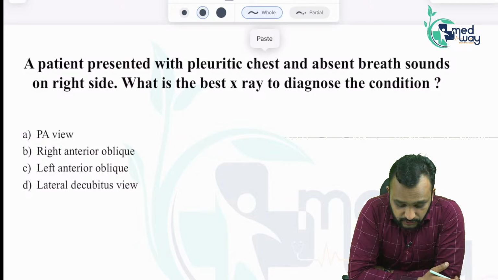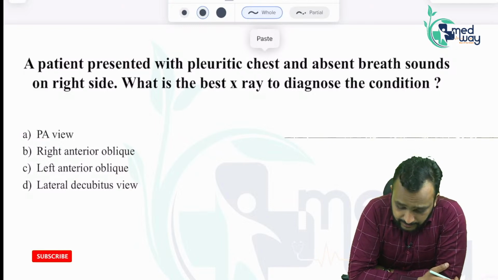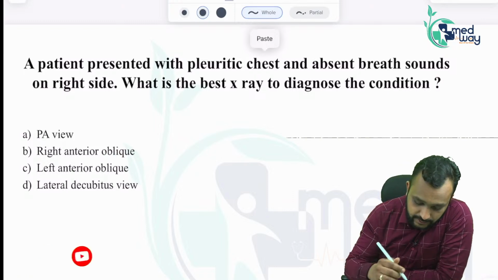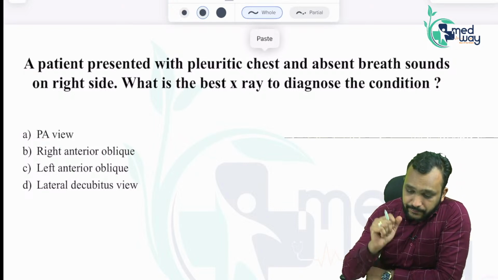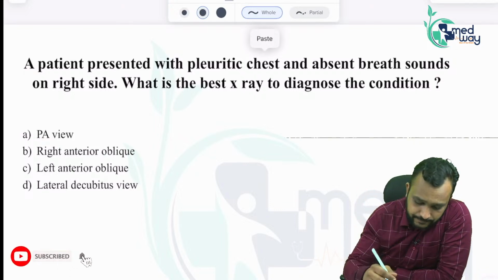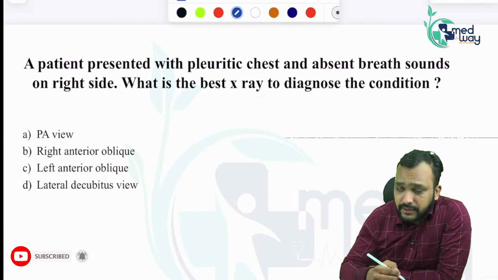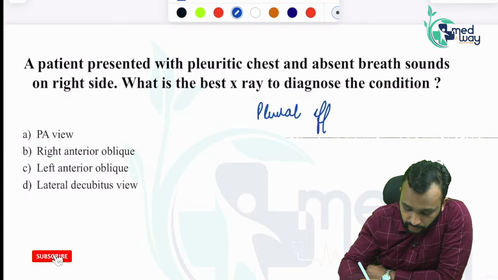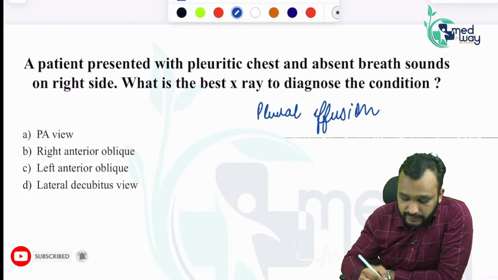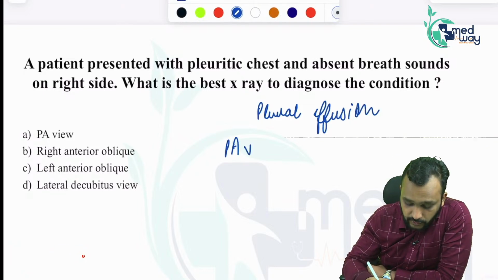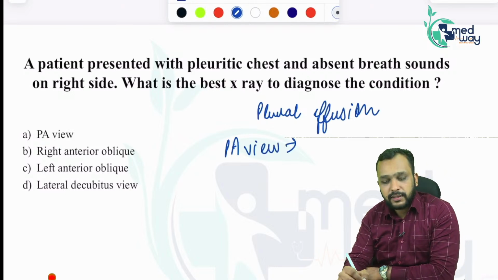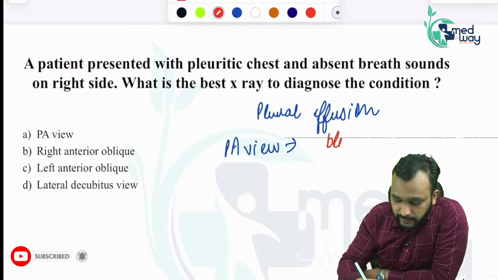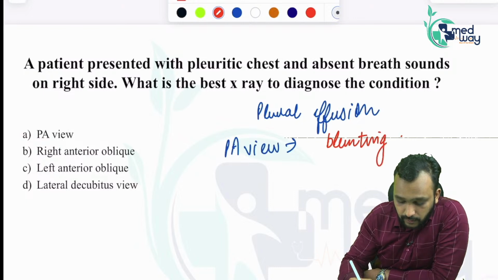Beginning with the first question: a patient presented with pleuritic chest pain and absent breath sounds on the right side. What is the best X-ray to diagnose this condition? So pleuritic chest pain and absent breath sounds, your diagnosis is a case of pleural effusion. Now pleural effusion can be diagnosed on the chest X-ray PA view. What is the sign that you are going to see in pleural effusion? You will see that there will be blunting of the costophrenic angle.